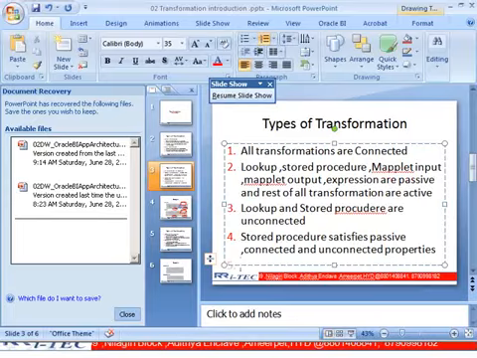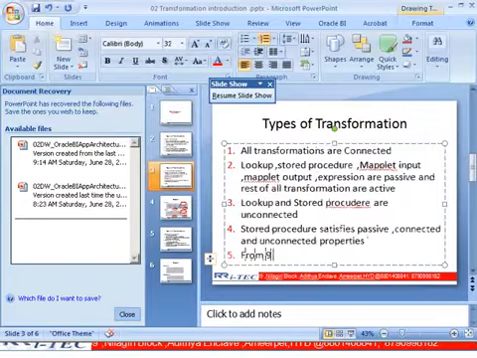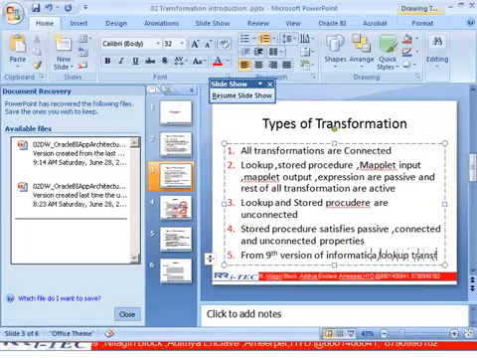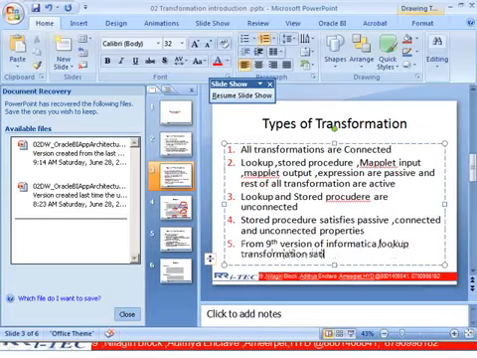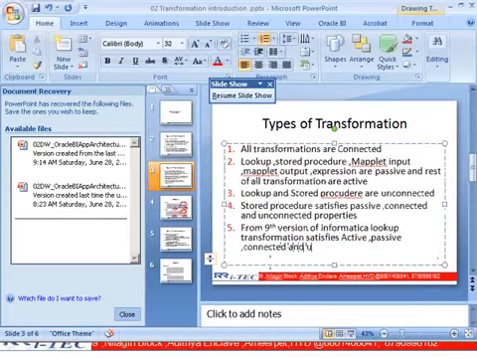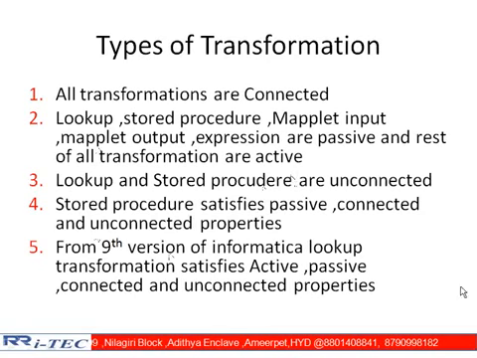Next, from the ninth version of Informatica, the lookup transformation satisfies active, passive, connected and unconnected properties.